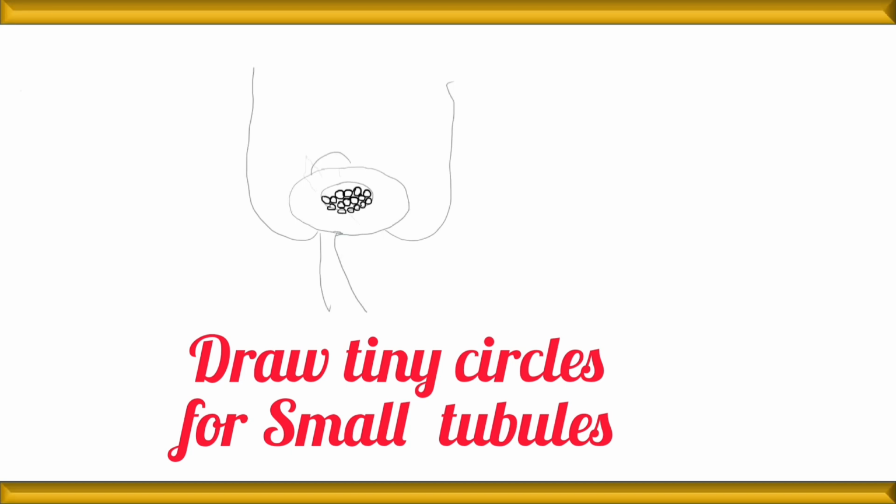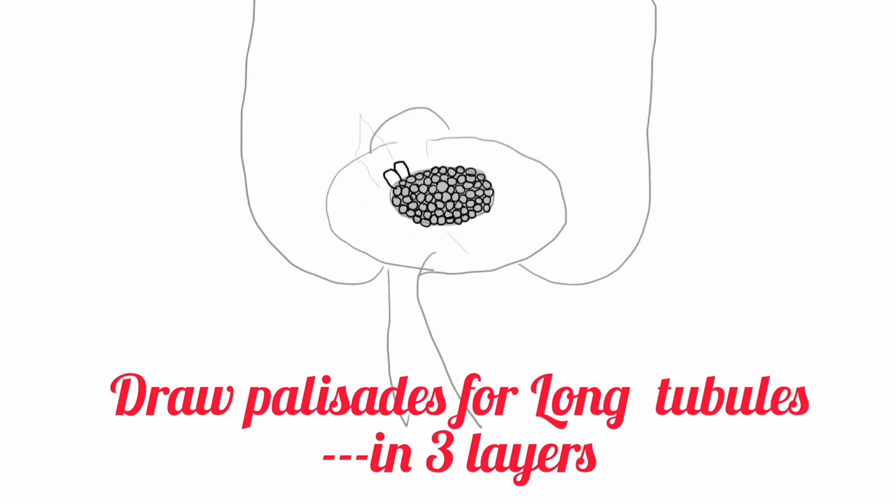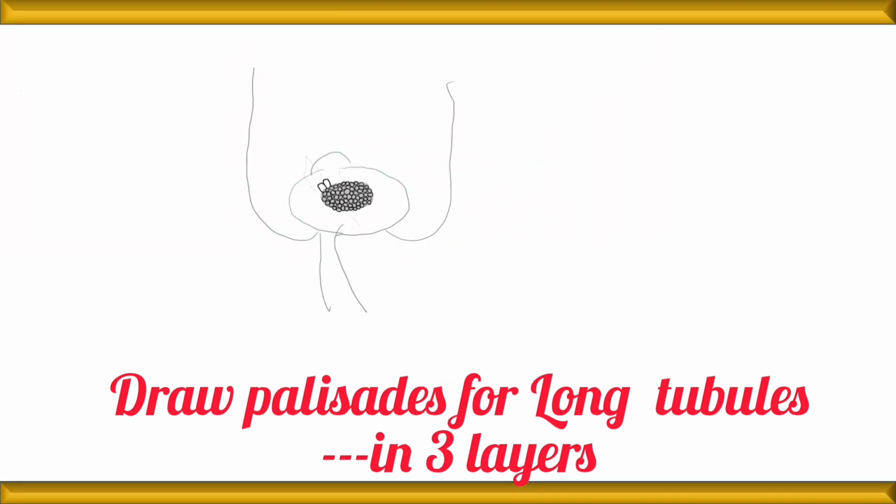This one which we drew, they represent the small tubules of the mushroom shaped gland. Now let us draw the long tubules. The long tubules have to be drawn in palisade layers, little elongated on either side of the central small tubule. So here we draw it on the upper side and then we draw it on the lower side. Now you can see the aster flower coming into picture.